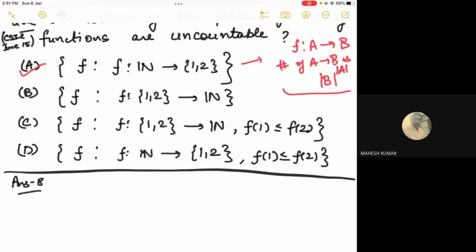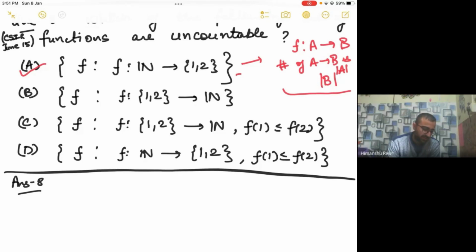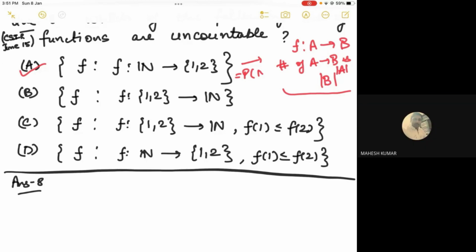Yes, sir. So this is the same as the cardinality of the power set of the natural numbers.